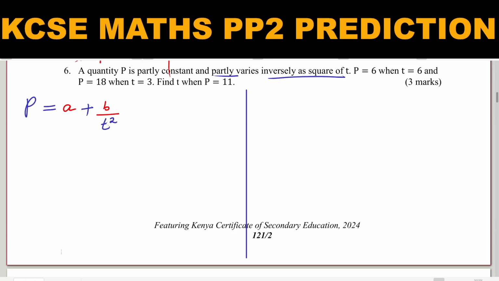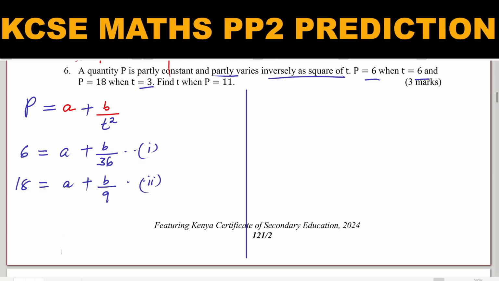Now, given that P is equal to 6, we can substitute P is equal to 6 when t is equal to 6. So both of them are 6. So you have the constant A, then the constant B, then t will be 6, so that will be 6 squared, which is 36. So that is the first equation that you're going to get. Then the other one, when P is equal to 18, you have the constant A there. t is equal to 3, so B over t squared, 3 squared will be 9. That is the second equation.